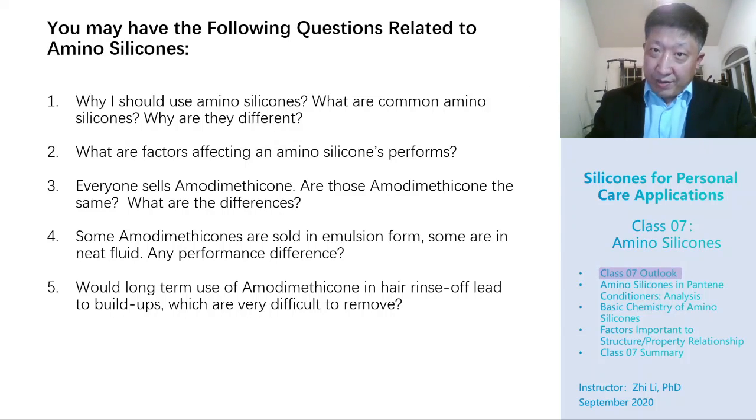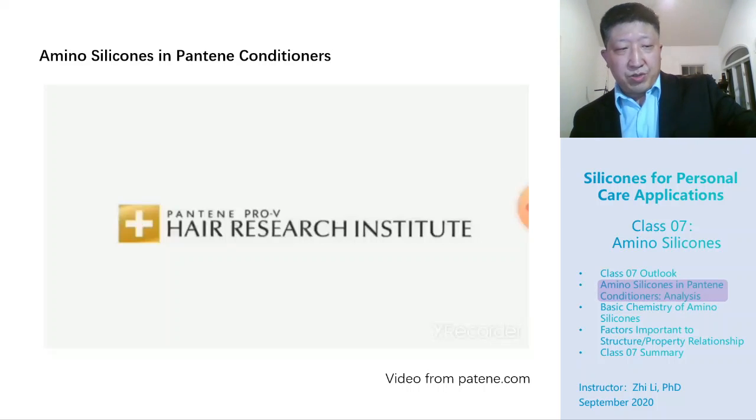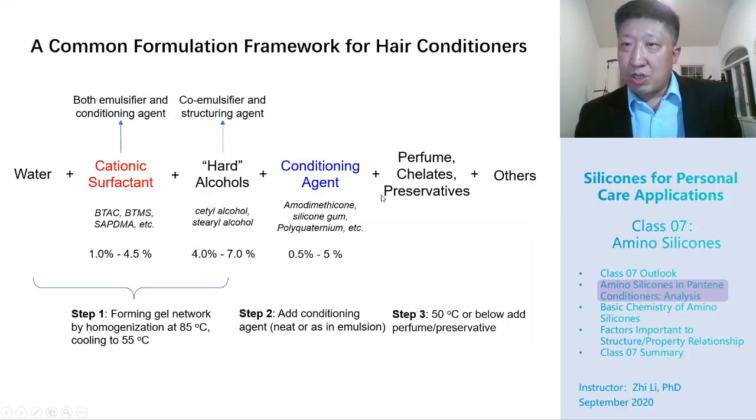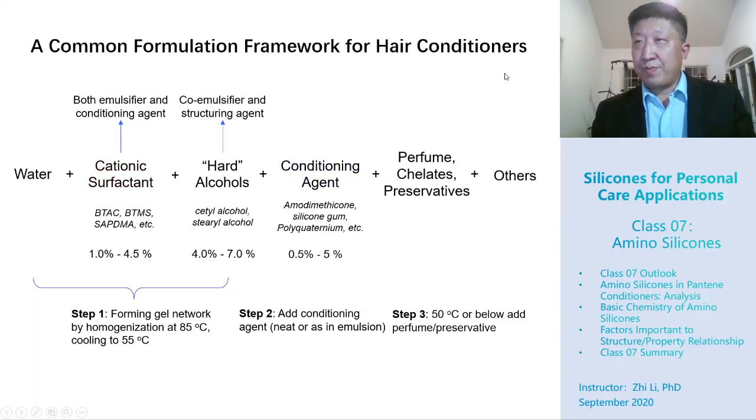So let's begin. Let's begin to understand how aminosilicones are used by one of the major end users, a brand owner. They're actually using aminosilicone in conditioners and all the different miracle repair products. Let's see a video from Pantene.com. Have we seen this video? Oh no. Let's go back.